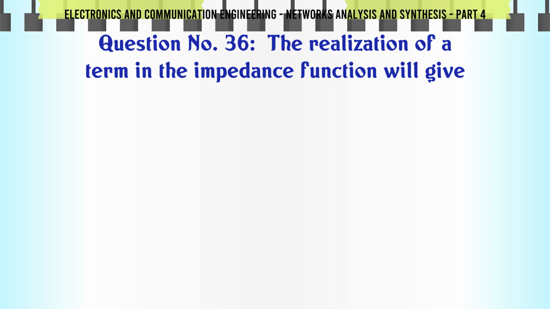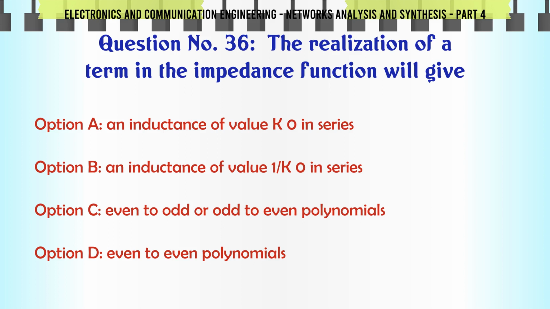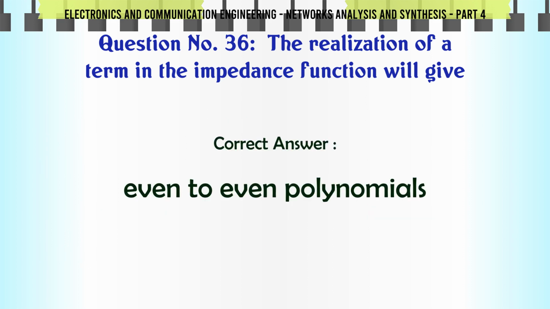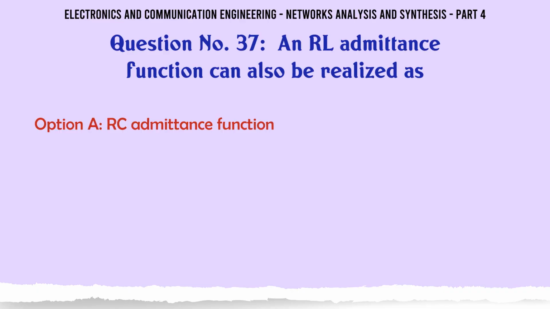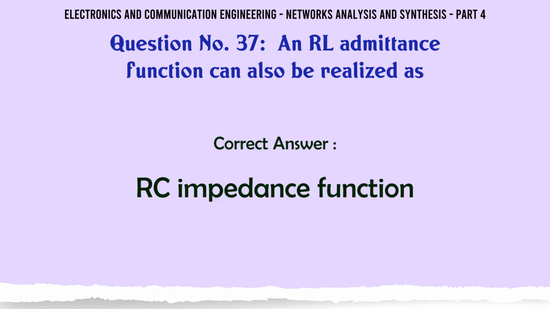The realization of a term in the impedance function will give A an inductance of value K0 in series, B an inductance of value 1/K0 in series, C even to odd or odd to even polynomials, D even to even polynomials. The correct answer is even to even polynomials. An RL admittance function can also be realized as A an RC admittance function, B an RC impedance function, C an LC admittance function, D an LC impedance function. The correct answer is RC impedance function.